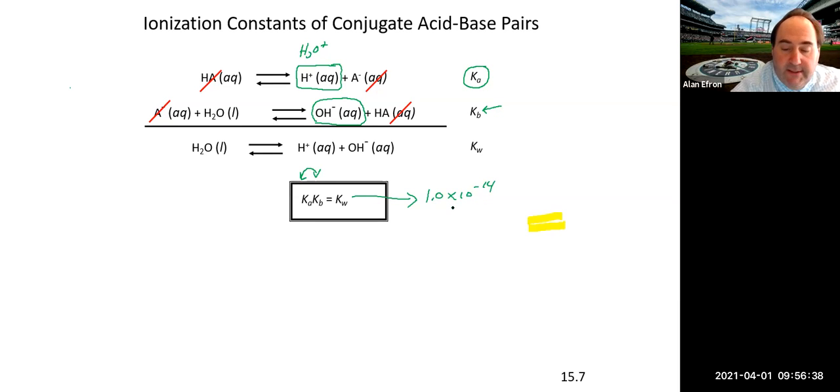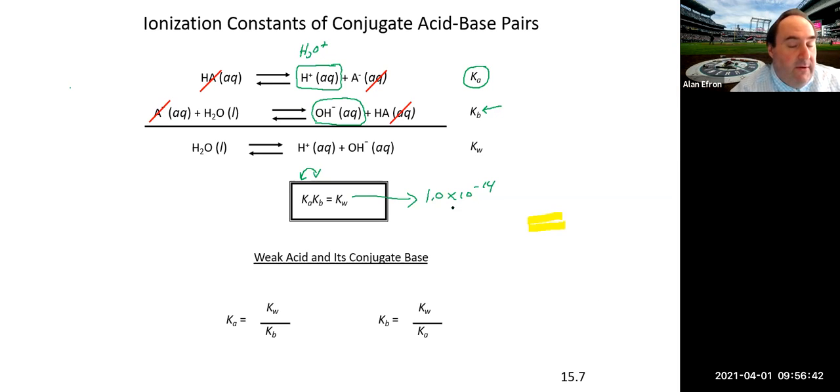So we could use this very quickly to calculate either the Ka value or the Kb value that we may be interested in. And again, you will need to use this in certain situations, but a lot of it does come with the proper recognition of what you're dealing with. And that again comes with being able to write these things correctly.